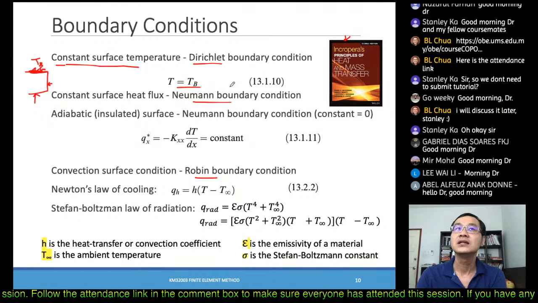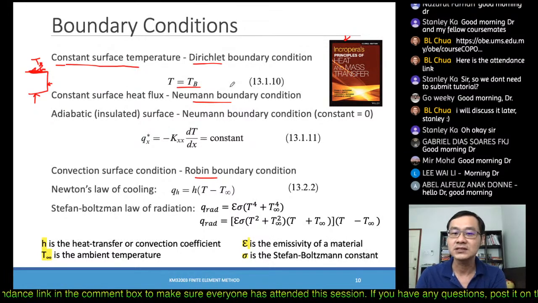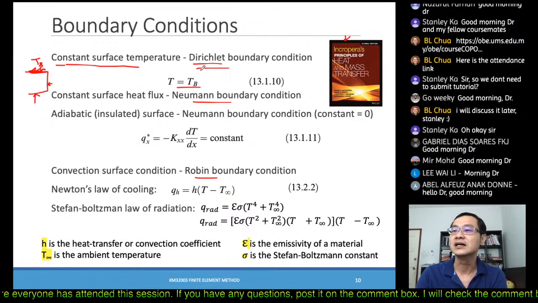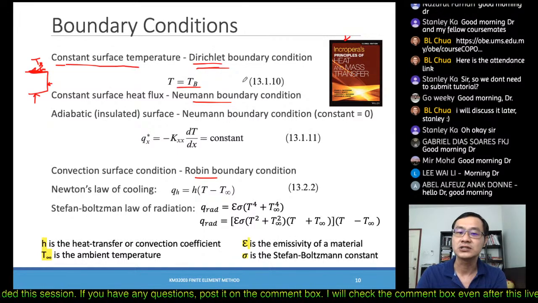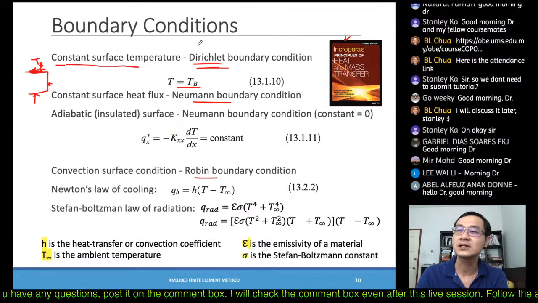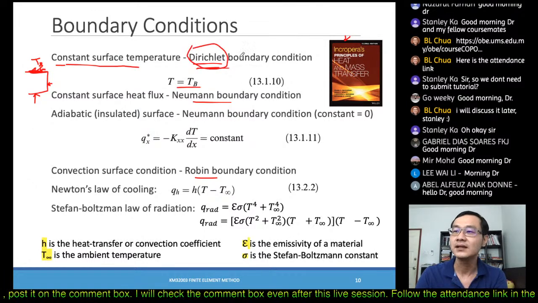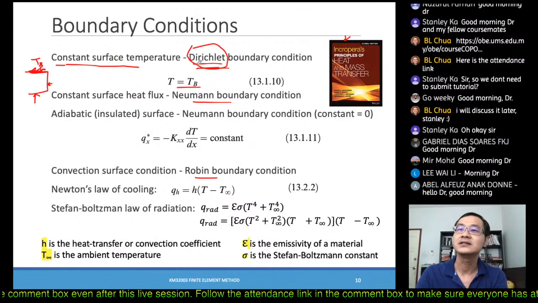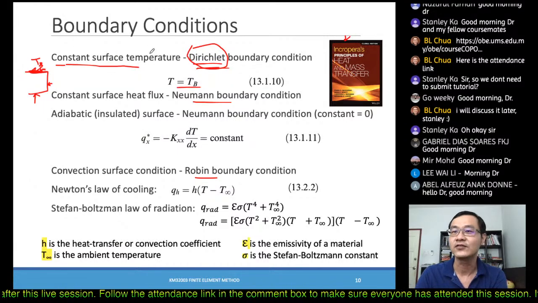So in the FEM software itself, what they do is they will also apply based on these Dirichlet's boundary conditions. So when you see this term Dirichlet's boundary conditions, you don't get scared. It's just referring to this kind of condition.